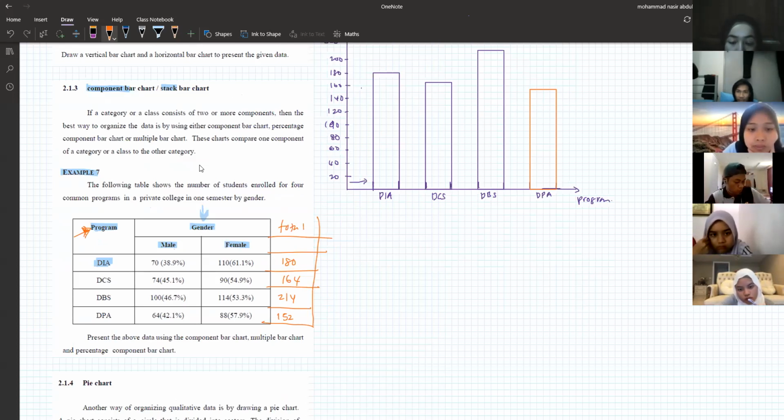So let's look at the component bar chart. A component bar chart is actually the same as a simple bar chart. Let me copy this chart again.